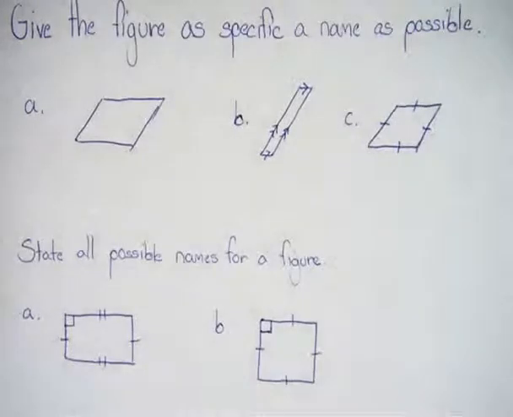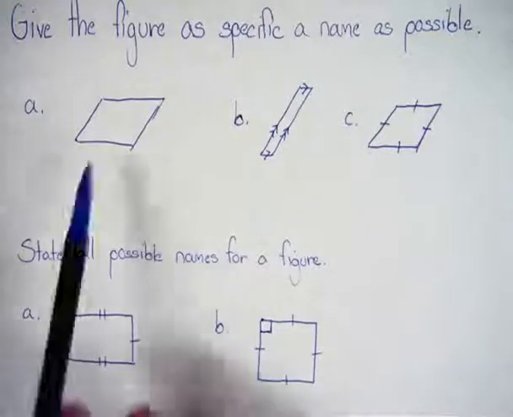Alright, let's run through a few quick examples of the kinds of things you're going to see here. I could ask you to give the figure as specific a name as possible, so this up here. And let's look at A, and let's look at everything we know about A. Now it kind of looks like a parallelogram, but remember, pictures lie. So we can't assume that.